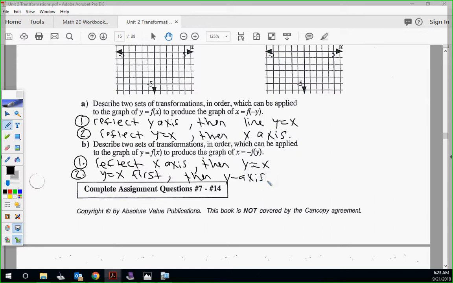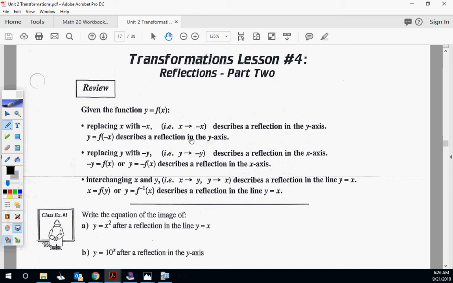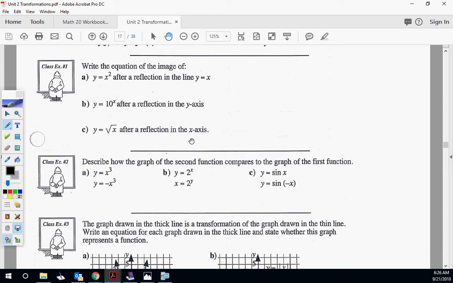So I'll pause the video for a second, but we're going to go ahead and add on lesson 4 to this as it's quite short. Okay, so just continuing. So this is Unit 2, Lesson 4, so the second part of reflections. I don't really have to review this because we just did this. We literally just talked about it in this video, so that's just the review for this. Let's go through some examples, though.